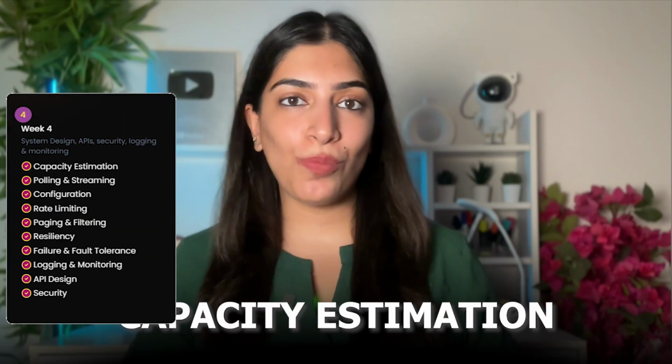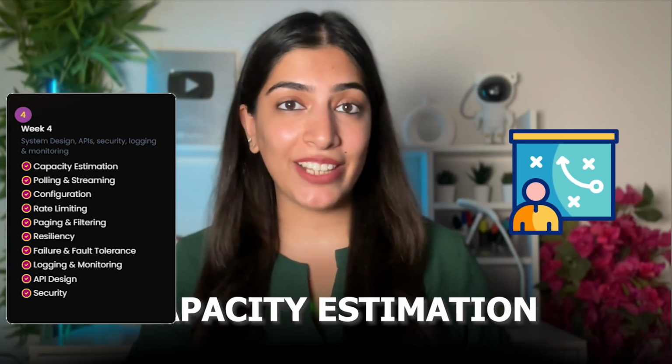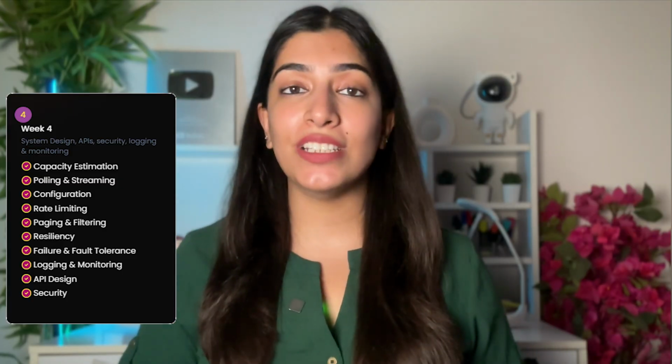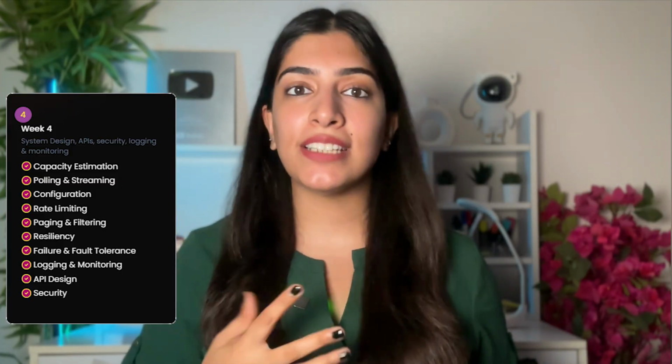Capacity estimation is a topic where literally you will have to do some maths calculations either on laptop or on pen and paper, but you would have to do these calculations, and usually there are two calculations that are usually expected.